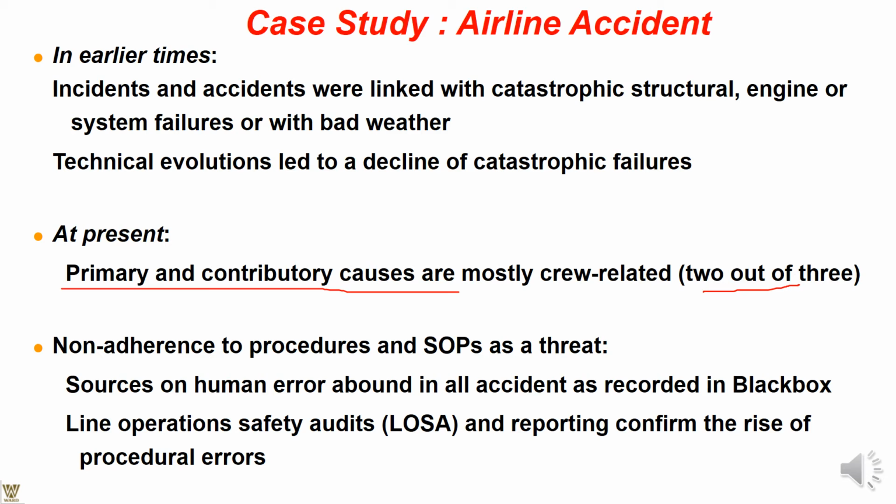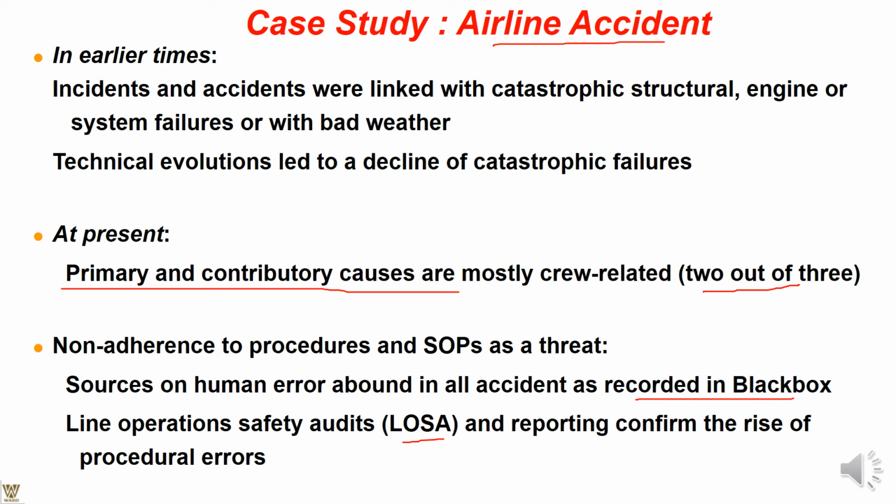Why does this error come about? It is non-adherence to procedures and SOPs as a threat. Sources on human error are recorded in the black box. A number of times you must have come across it. Everything is in a black box, all data has been recorded. LOSA is line operations safety audits. They report and confirm the rise of procedural errors. People do not follow the procedures. As a result, we meet with an airline accident.